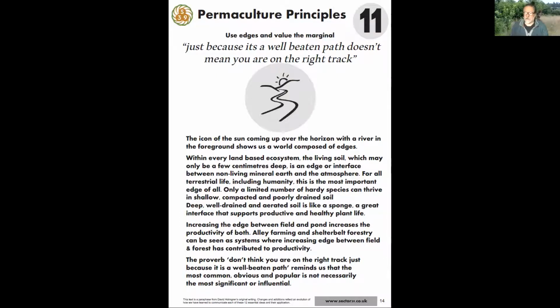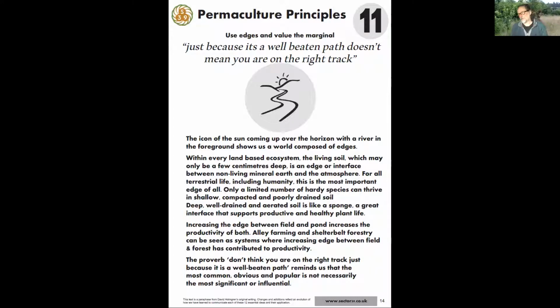So the icon of the sun coming up over the horizon with a river in the foreground shows a world composed of edges. Within every land based ecosystem, the living soil, which may only be a few centimeters deep, is an edge or interface between the non living mineral earth and the atmosphere. For all terrestrial life, including humanity, this is the most important edge of all. Only a limited number of hardy species can thrive in shallow, compacted, and poorly drained soil. Deep, well drained, aerated soil is like a sponge, a great interface, supports productivity and healthy plant life.